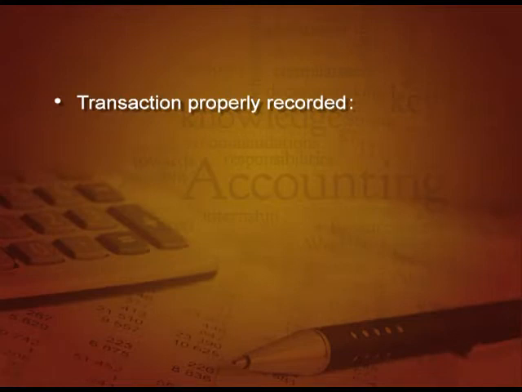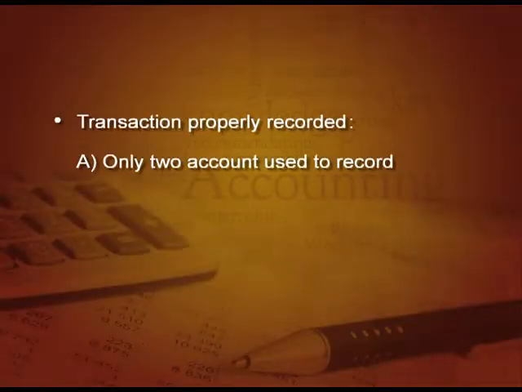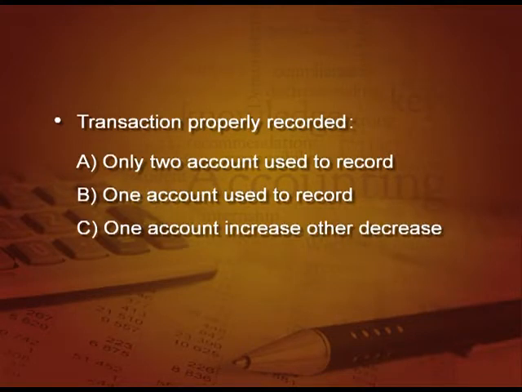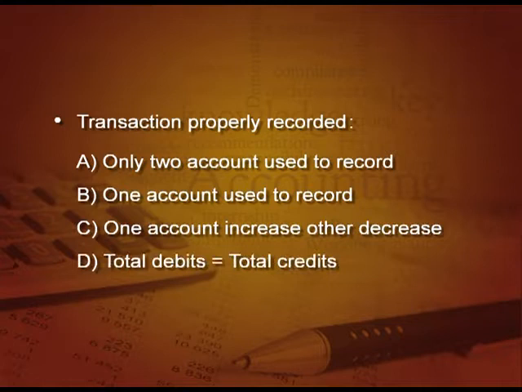Let's see another one. Transactions are properly recorded for A. When only 2 accounts are used to record. B. 1 account is used to record. C. 1 account increases and the other decreases. And the last one is total debit is equal to total credits. Yes, this is the right option, because when we record a transaction, all the debits are equal to credits, as we have already told you in the accounting equation.